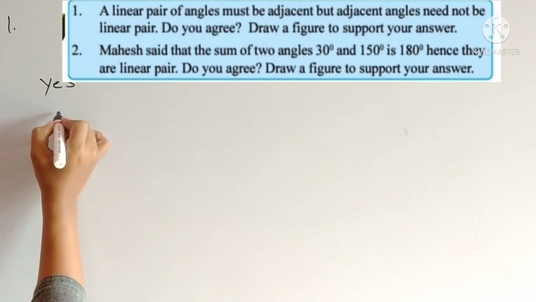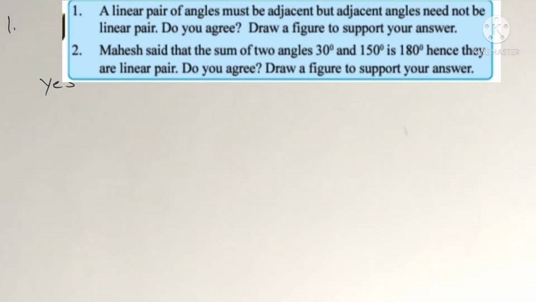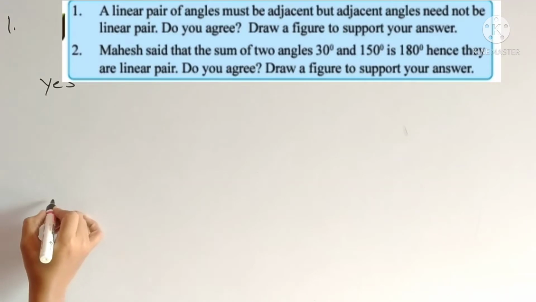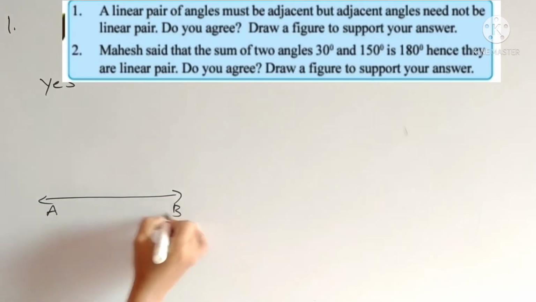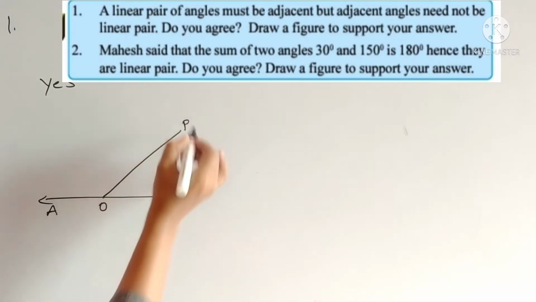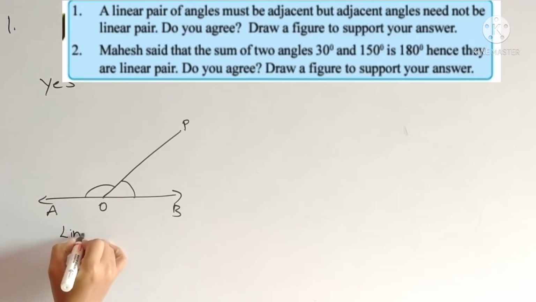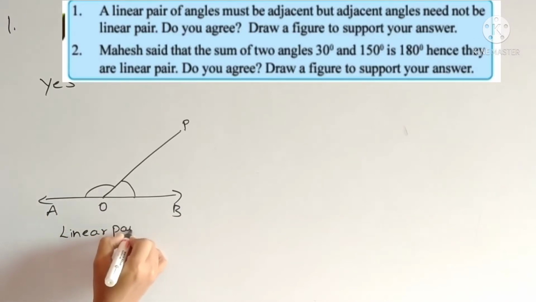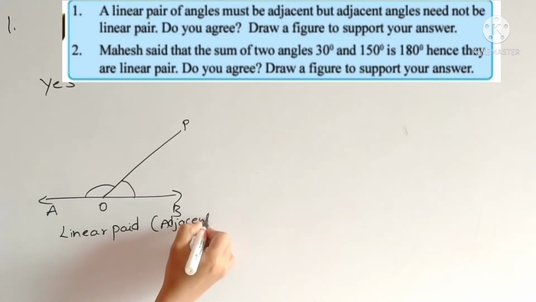See here, linear pair means what? They must form a straight line, right? So it is A, B, and O, P. Now angle AOP and angle POB are a linear pair and adjacent also. Linear pair and adjacent angles.